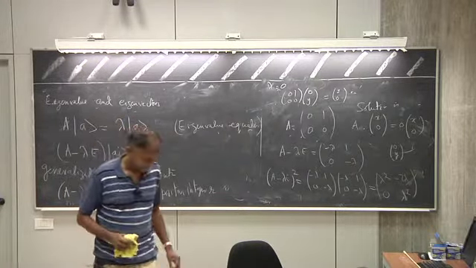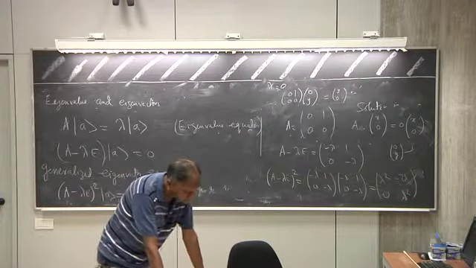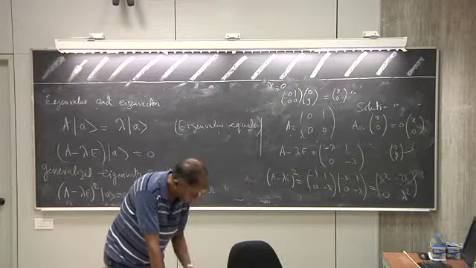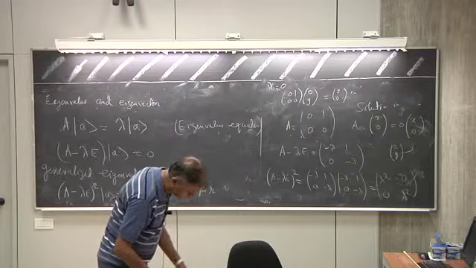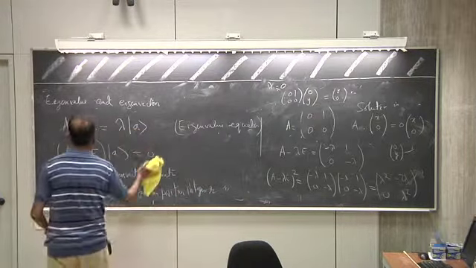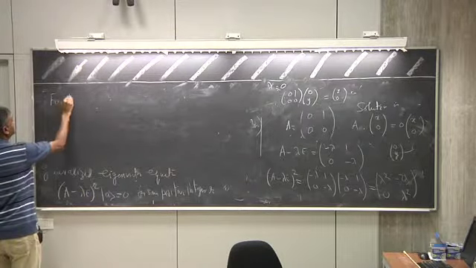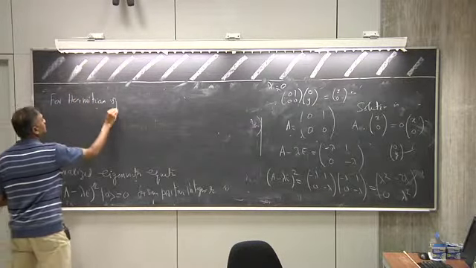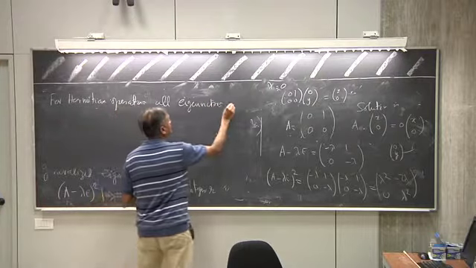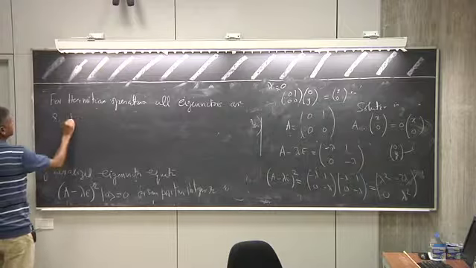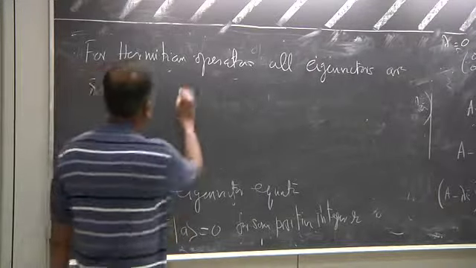Actually, let me try to prove that, because that's a very important point here. I want to prove that for Hermitian operators, all eigenvectors are ordinary eigenvectors, that is, generalized eigenvectors of rank 1. As I said, a generalized eigenvector of rank 1 is the same as an ordinary eigenvector. So they will all be ordinary eigenvectors.